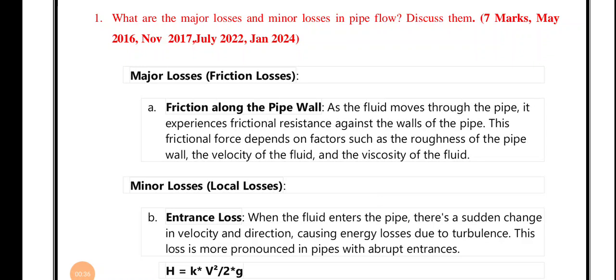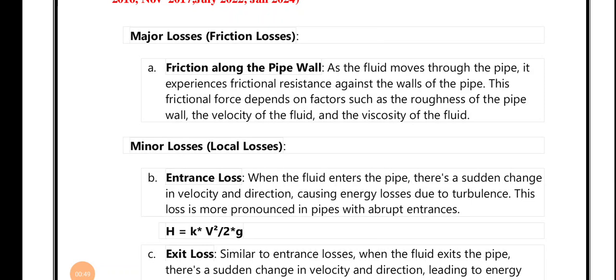So we know that if flow is taking place, there are two types of losses. That is, first major losses and second minor losses. Now if we talk about the major losses, we can say that they are generated due to frictional losses. It can also be known as the frictional losses, that is, friction along the pipe wall.